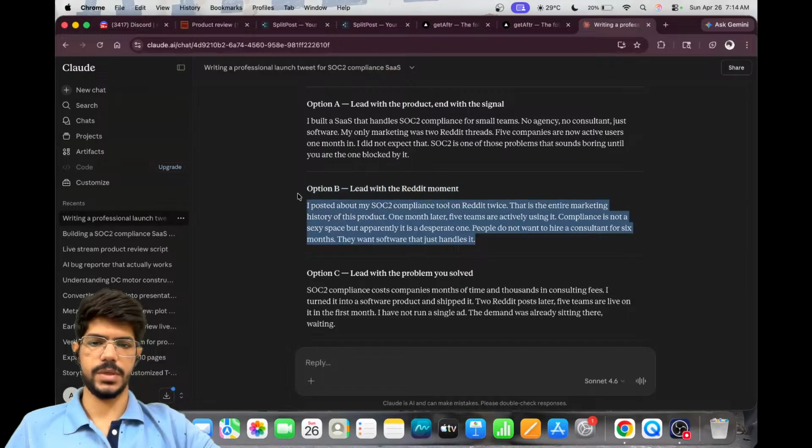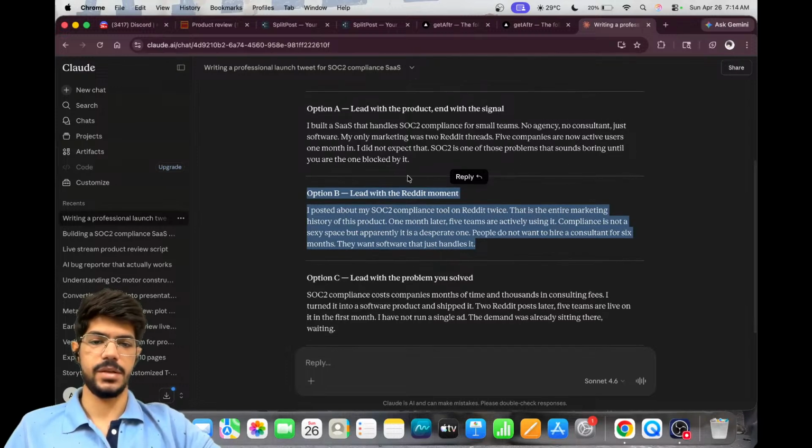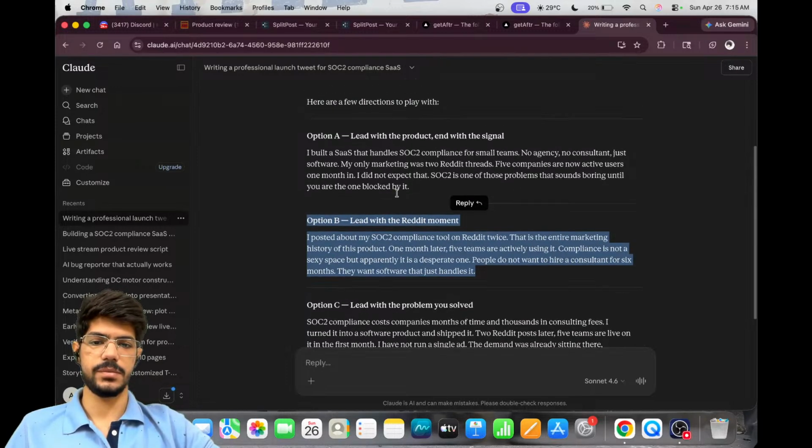Okay, look at something like this. Posted about my SOC2 compliance tool on Reddit twice. That is the entire marketing history of this product. 1 month later, 5 teams are actively using this. Compliance is not a hot space, but apparently it is a desperate one. People do not want to hire a consultant for 6 months. They want software that just handles it. This is a good one.